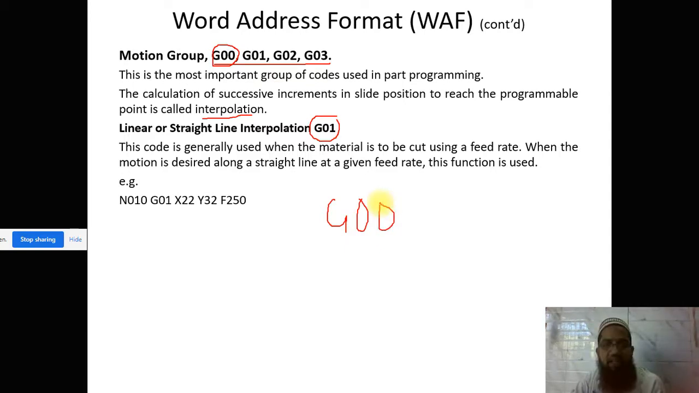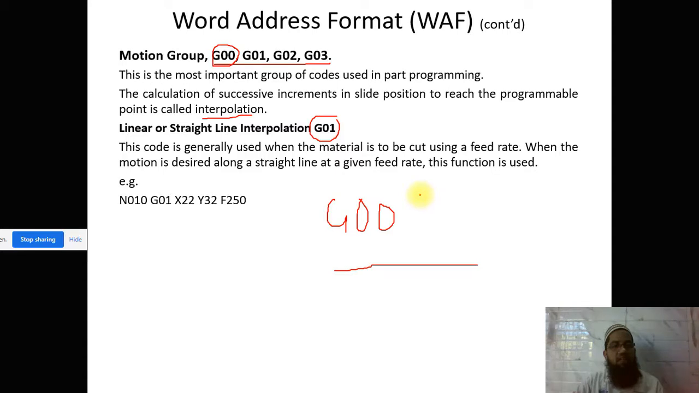After the positioning of the tool, for the motion of the tool we are always using G01, and it is used for straight line interpolation, only straight cut, only straight line. Any circular cut is not possible with this. Only for straight line interpolation we use G01. This code is generally used when the material is to be cut using a feed rate, when the motion is described along a straight line at the given feed rate. You have an example of this over here.